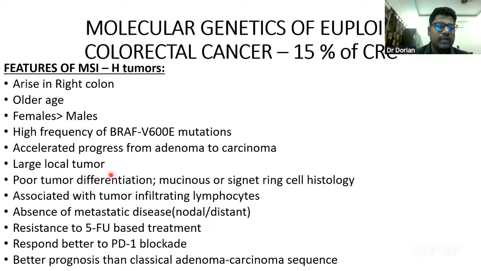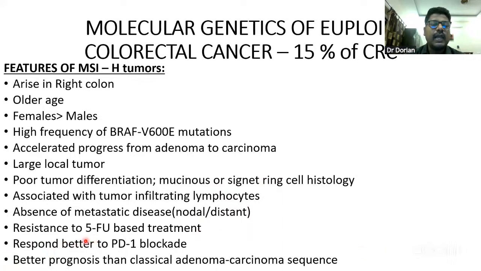Okay. So despite a large local tumor with poor tumor differentiation and mucinous histology, these tumors will have a better prognosis. Okay. You all know that if there is a mucinous or signet cells in any cancer, there will be a poor prognosis, but here there will be a better prognosis. So this can be asked as an MCQ.